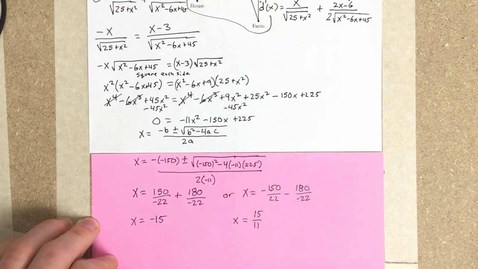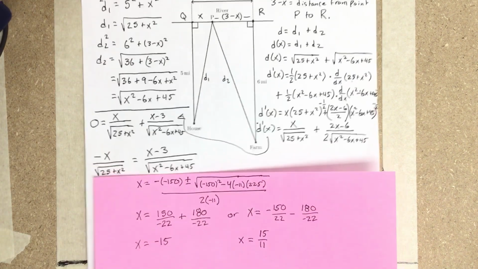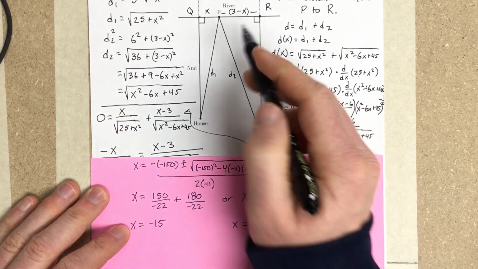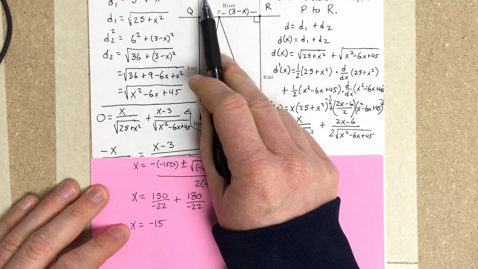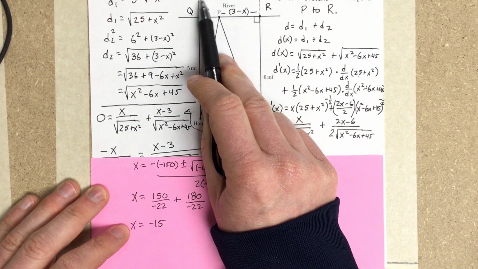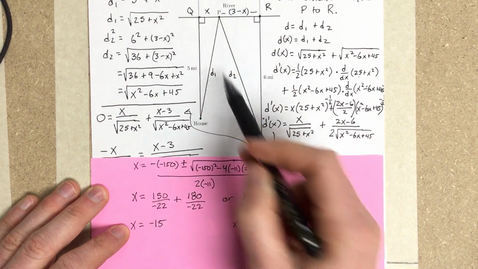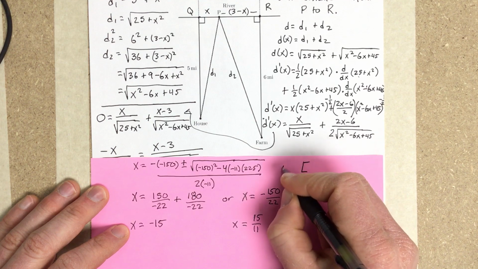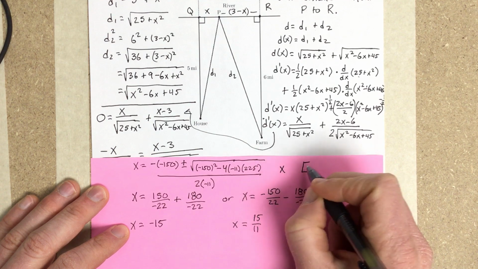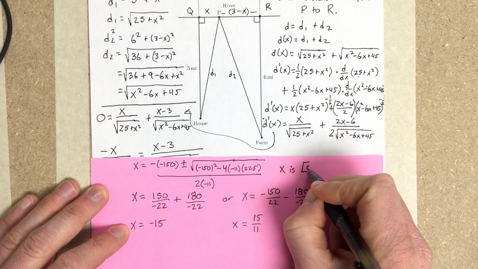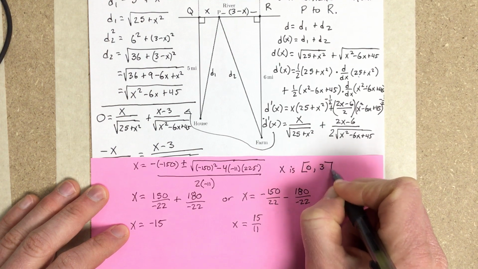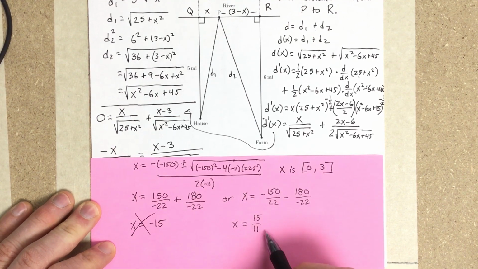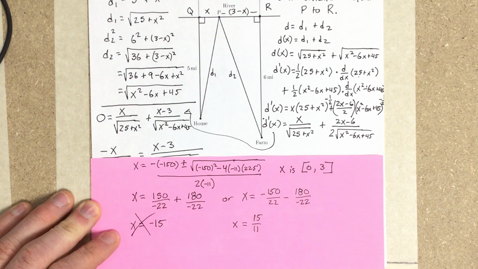Now we've got to go back and figure out, again, at the very beginning, we had some restrictions for what x could be. So x could not be more than 3, because the distance between Q and R, these 2 points where the house and the farm are, is 3 miles. So x is between 0 and 3. Well, negative 15 is not going to work, of course. So 15/11 is between 0 and 3. But we have to check the endpoints.